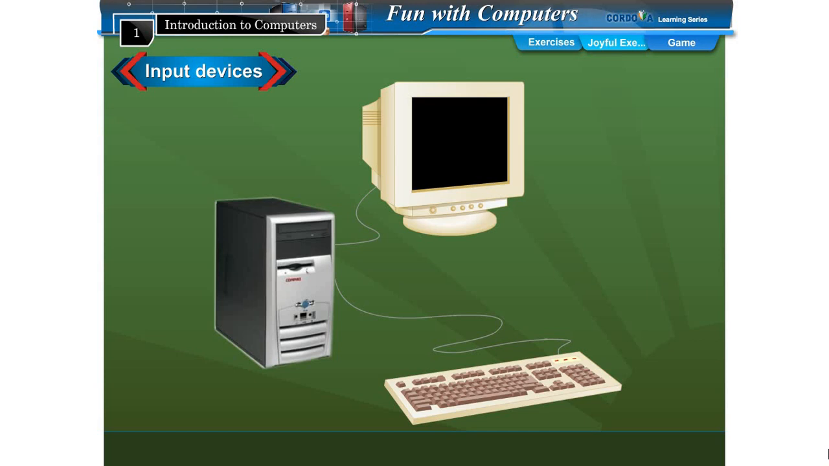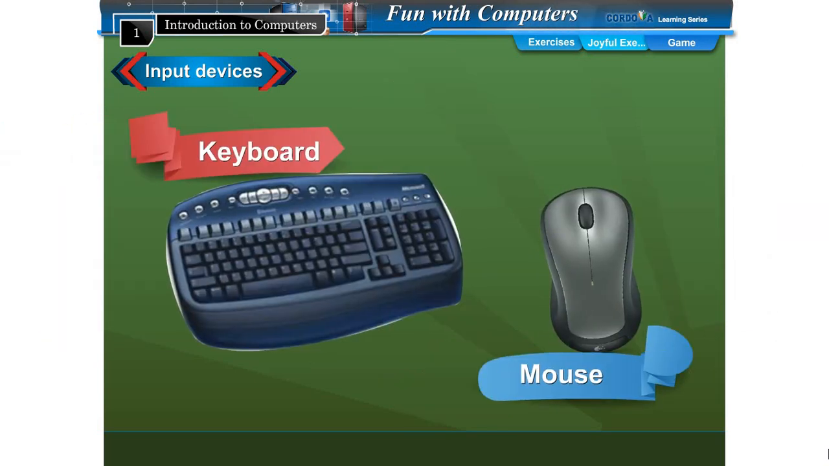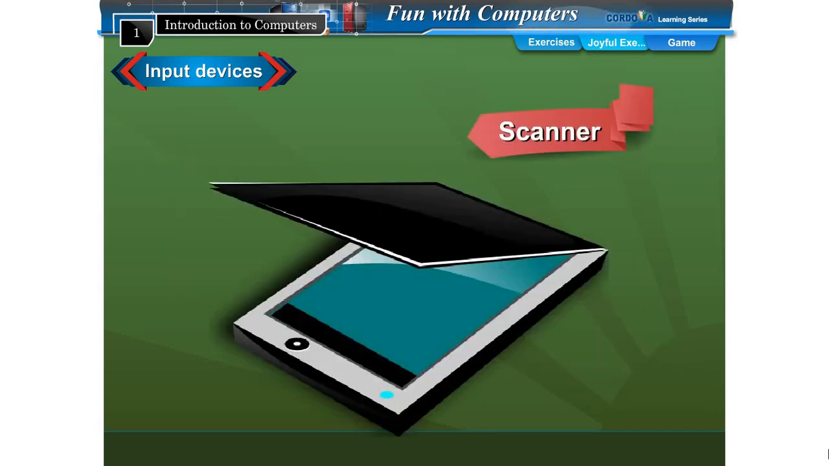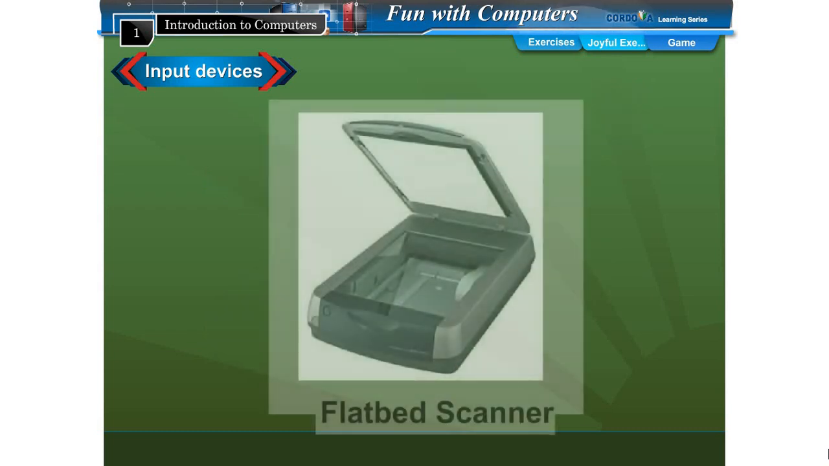Input devices. Input devices enable you to enter or input data into a computer. You already know about the most common input devices: keyboard and mouse. Some other input devices are scanner, the input device which scans images from photographs, posters, magazine pages directly into the computer. Some commonly used scanners are Flatbed scanner.